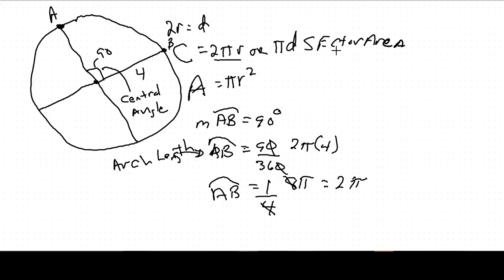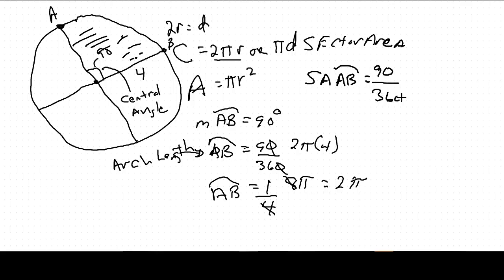And sector area is the exact same thing, except instead of using circumference, you're going to use the area formula. So if I wanted to do the sector area for AB, that would be all of this area inside of this slice of pizza. So I'm going to do the degrees that I have that represents the central angle. So that would be 90 over 360.